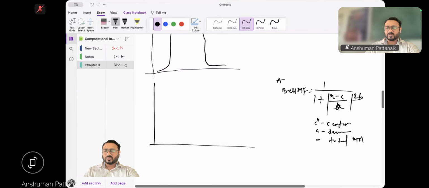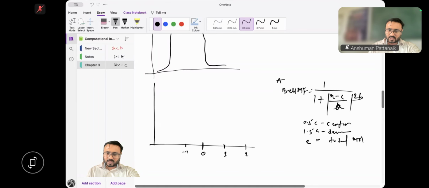Okay. So now the values of A, B, C are given. What is the value of C? C is 0.5, A is 1.5, B is 2. Now let's do one thing. Let's assume this is point 0. This is 1. This is 2. Similarly, this is minus 1. This is minus 2. Okay. If this is 0, meaning center, what is the deviation? 1.5. This is the deviation part.